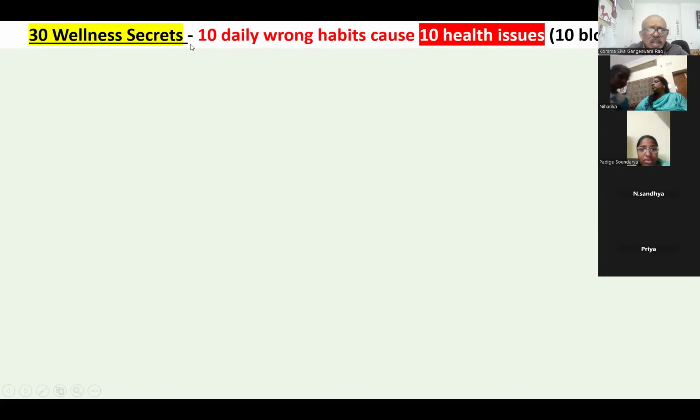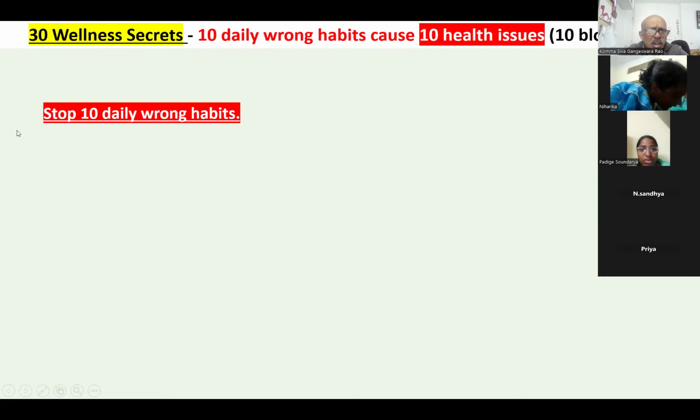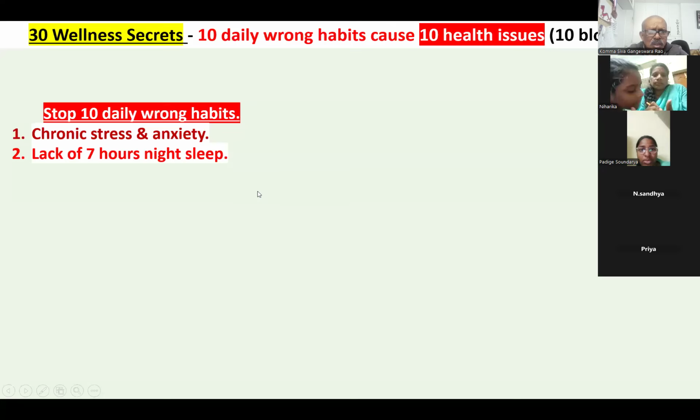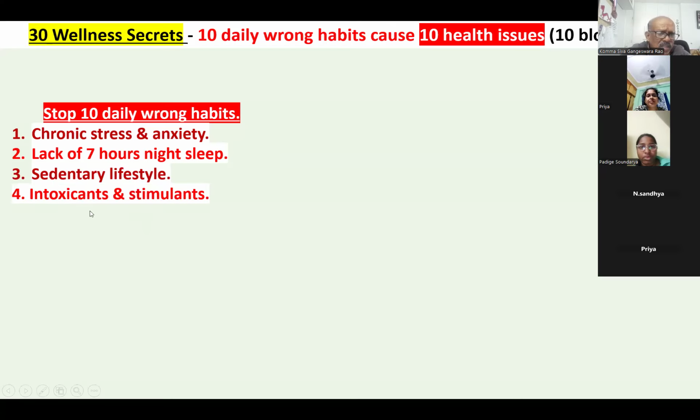Okay. See, friends, there are 10 daily wrong habits. We will see what are the wrong habits. Number 1, chronic stress and anxiety. Next is lack of 7 hours sleep. We are not sleeping properly in the night. Lack of 7 hours night sleep. Can you hear me? Are you able to hear and see the slide? Yes, we can hear you. So you are not sleeping 7 hours. Next is what? No exercise.